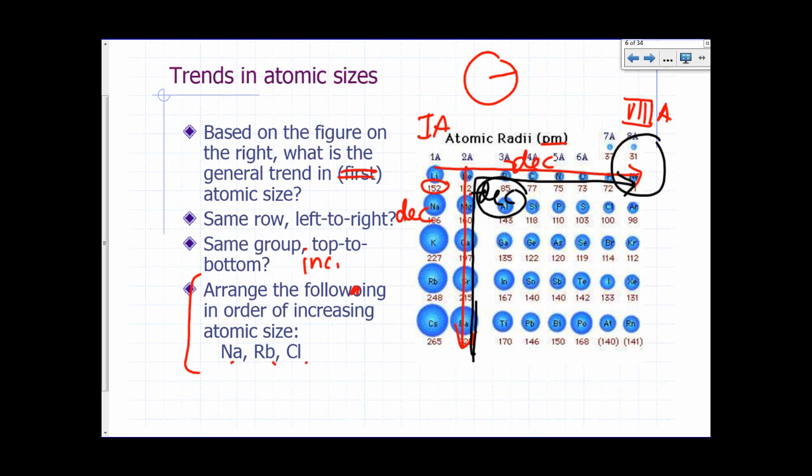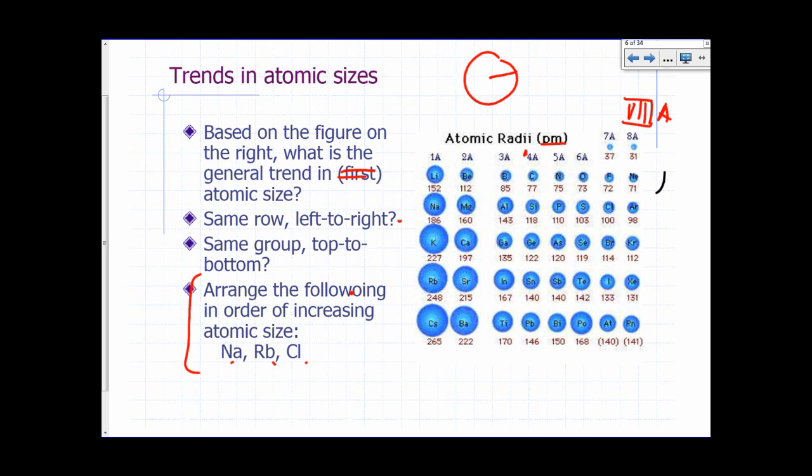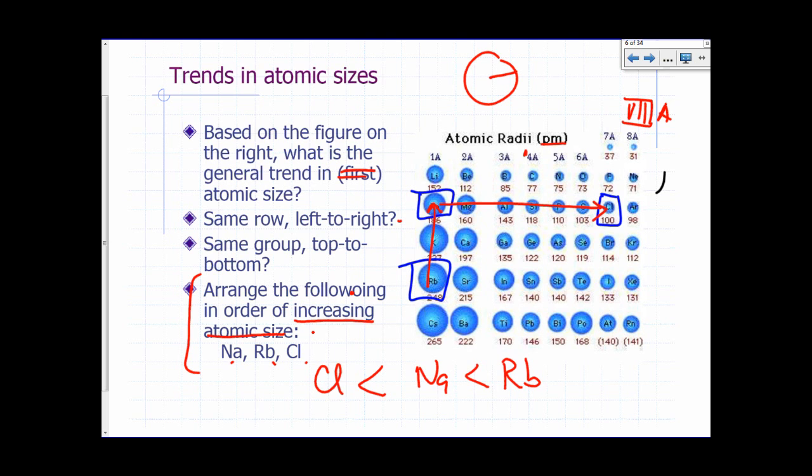So where is sodium and where is rubidium and chlorine? Here's sodium right here, rubidium's over here, and chlorine is over here. So the trend would be decreasing that way, decreasing upward, decreasing to the right. So in order of increasing atomic size, you'd say chlorine is the smallest, followed by sodium, followed by rubidium.